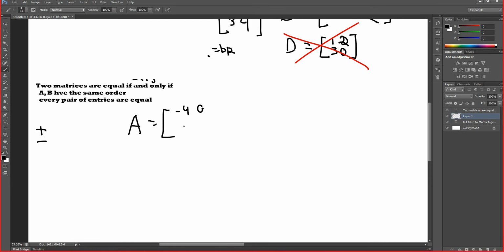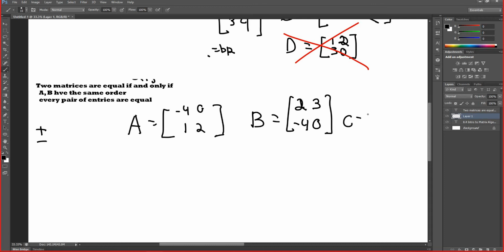A is -4, 0, 1, 2. B is 2, 3, -4, 0, and then C is equal to 2, 9, 5, -1. I'm going to put a comma between those so we know that they're separate. You normally don't put commas, but I kind of got scrunched.